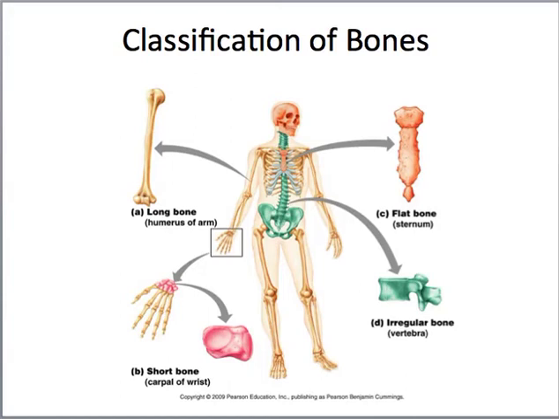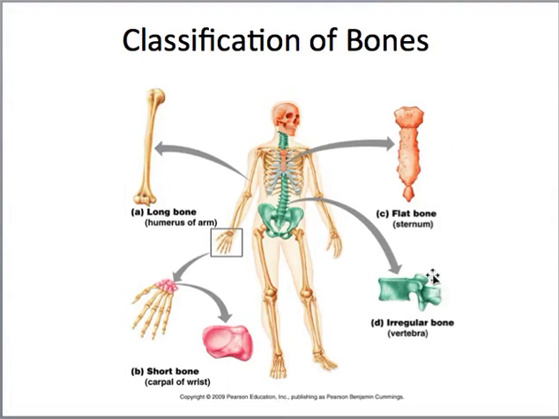Bones can be classified according to their shape. Here you can see some examples of different classifications of bone. A long bone is longer than it is wide or deep. Examples of a long bone include the tibia, the femur, the humerus, the radius, the ulna. Flat bones tend to be relatively flat. They tend to have two layers of compact bone that sandwich a layer of spongy bone between them. Examples of the flat bone include the sternum, the occipital bone, the parietal bone, the frontal bone, and so forth.